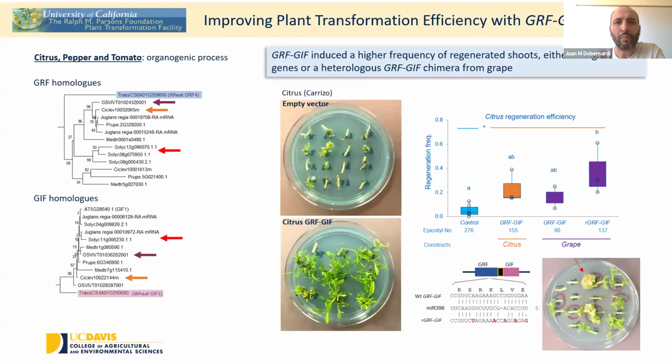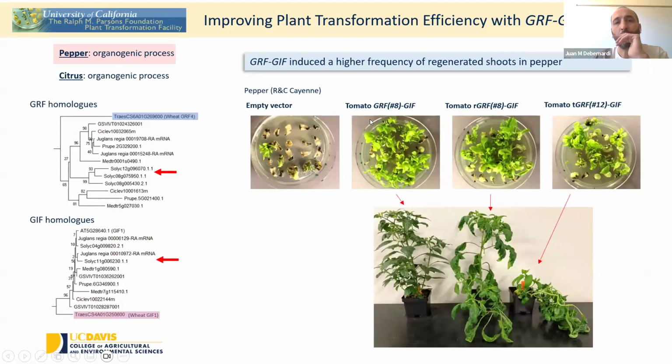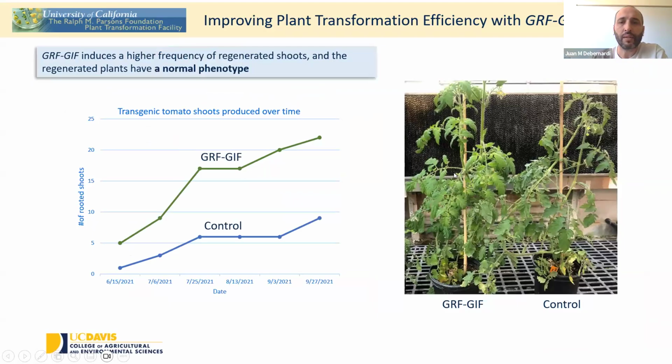And these are just very quickly a few examples that we have in dicots. This is the work that we did in citrus. We actually show that CRF sheaf from different species can work in citrus, either citrus CRF sheaf or grape CRF sheaf. We also were testing tomato CRF sheaf in pepper. That is a very recalcitrant genotype, and we were able to induce a nice frequency of shoots. And we have also interesting results in tomato.